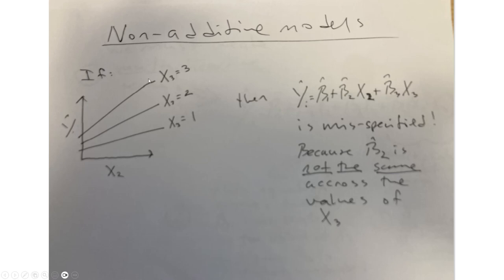Well, if that is the case, then this simple model where we have x2 and x3 regressed on y, that's a misspecified model because beta 2 is not the same across the values of x3. That would be a misspecified model. We are failing to account for the fact that the effect of x2 on y is different across the x3 values.